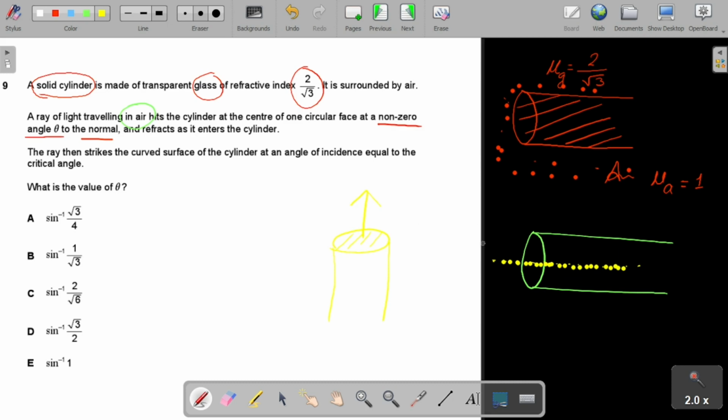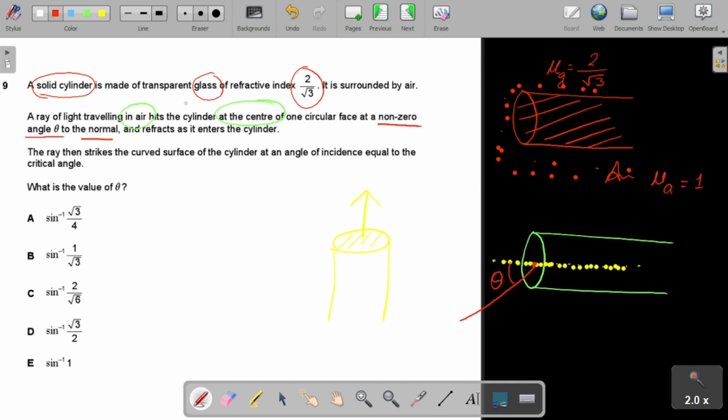A ray of light traveling in air hits the cylinder at the center. That's also important. It is not coming like this, it is not coming like this, it is coming at the center of one circular face at an angle of theta to the normal. So my ray of light is coming like this. This is the center and this is the angle theta. I hope you are visualizing the situation, right?